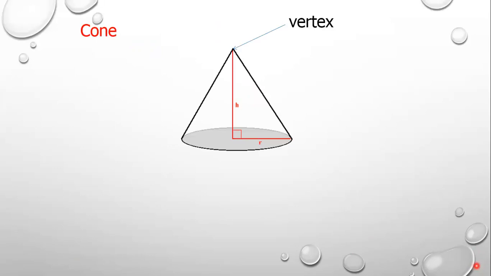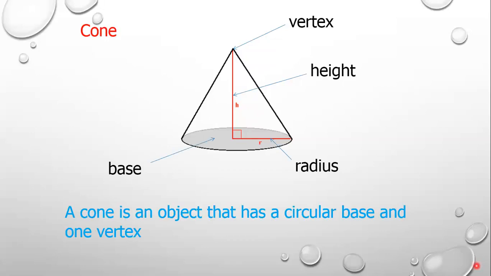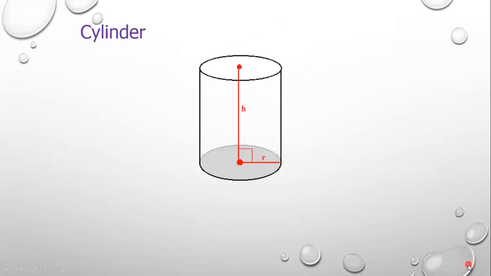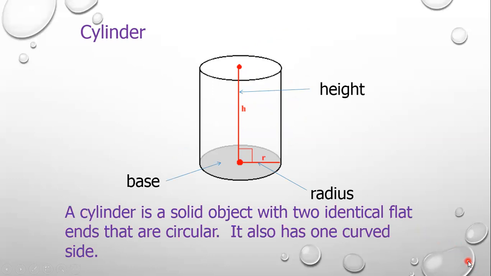Then if you look at the cone, this is how a cone looks. You can also see the base and the vertex. Of course, it has a circular base and it only has one vertex, which is this corner point up here. Then if you look at the cylinder, this is a cylinder and that's how it looks. The cylinder, of course, is solid. It has 2 identical flat ends, one at the top and one at the bottom, which we call the bases. It has one curved side. As you can see, it has curved sides, meaning that it has no vertices at all.